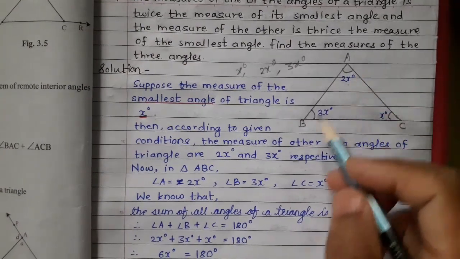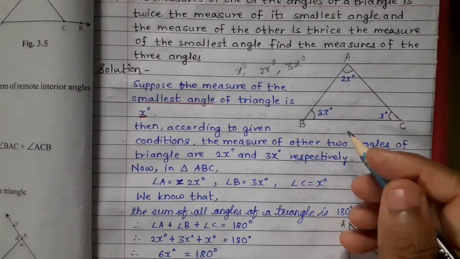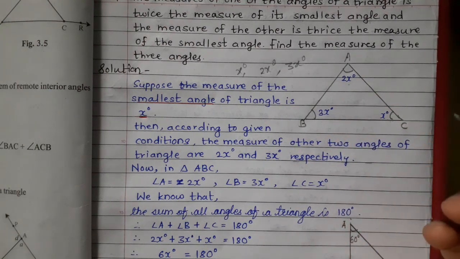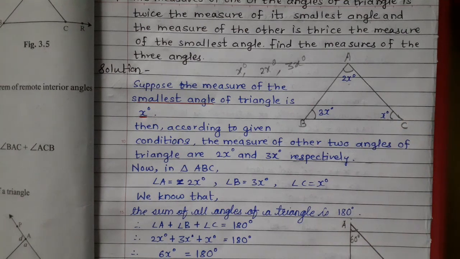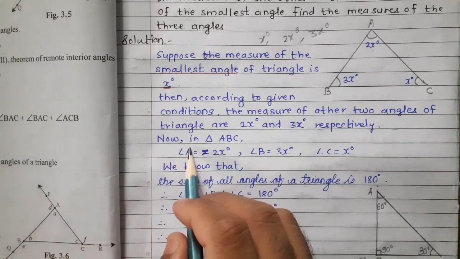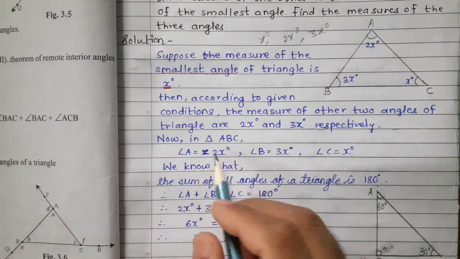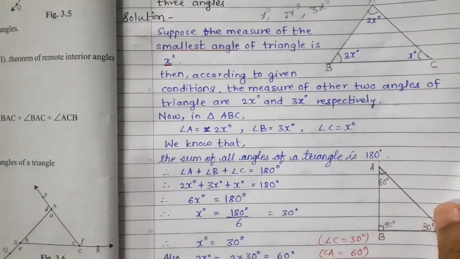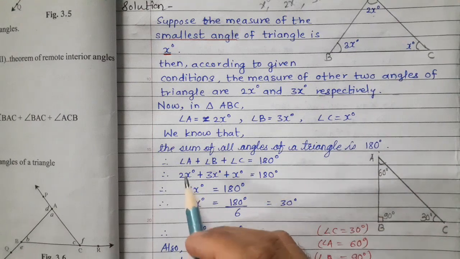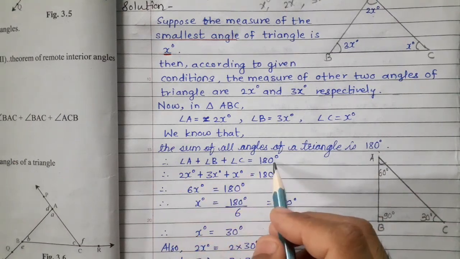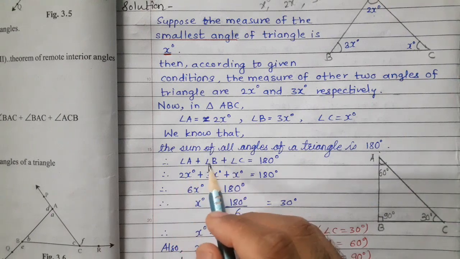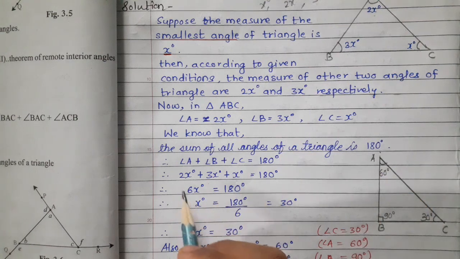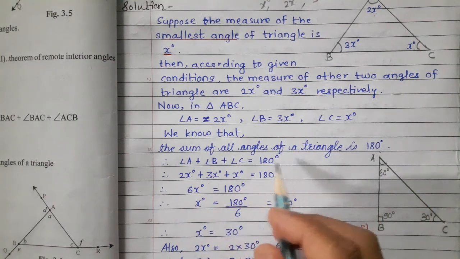So here we are having triangle ABC, and we know that the sum of angles of a triangle is 180 degree. So now in triangle ABC, angle A is 2x degree, angle B is 3x degree, and angle C is x degree. So we can write angle A plus angle B plus angle C is equal to 180 degree. Then we have 2x degree plus 3x degree plus x degree is equal to 180 degree.